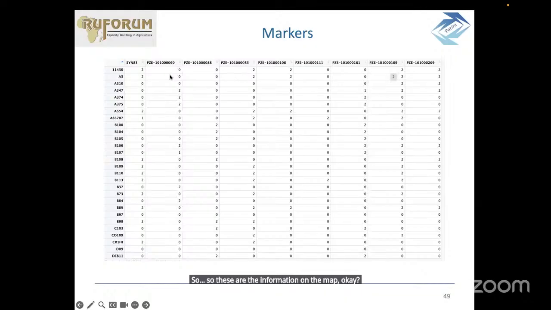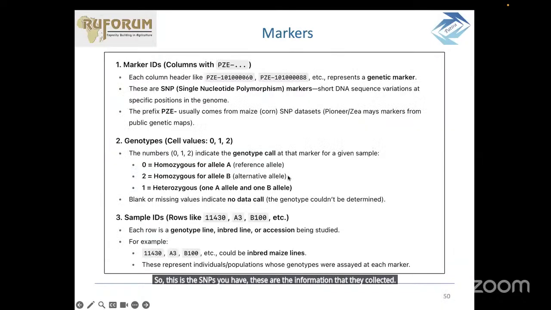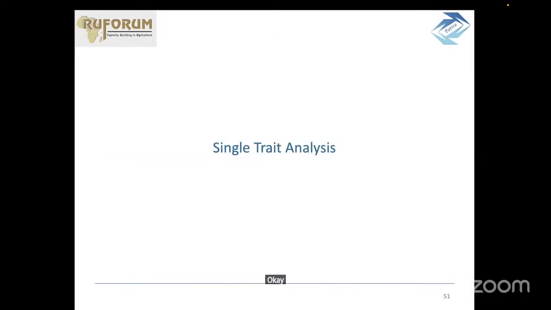So these are the markers. So these are the SNPs you have. This is the information that they collected, okay? So what we're going to do is run a single trait analysis with that data, okay?